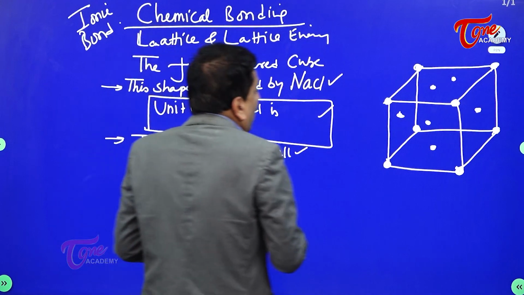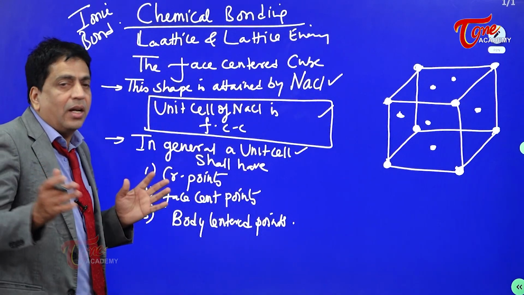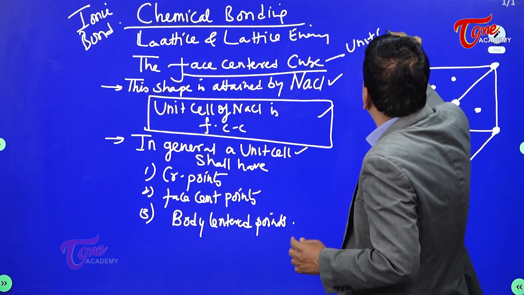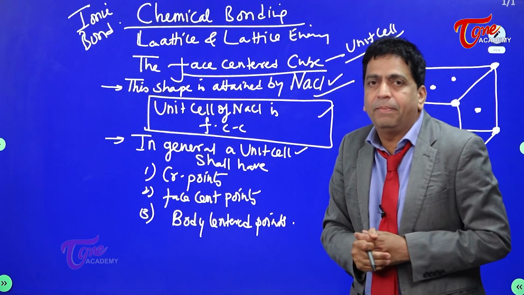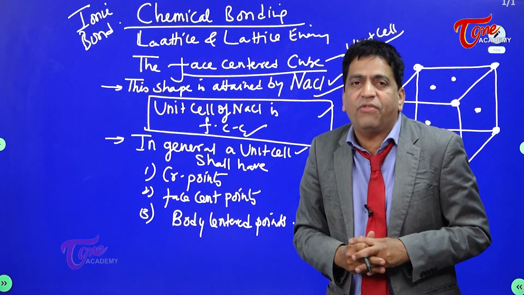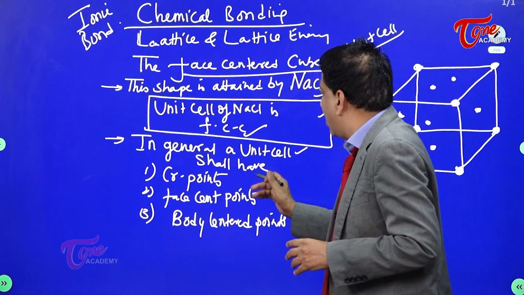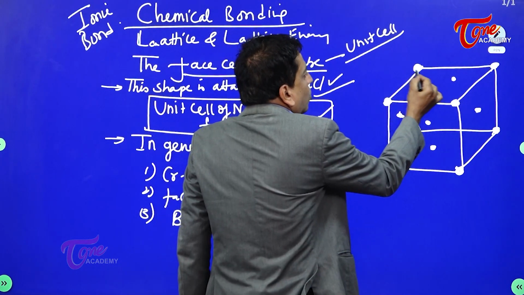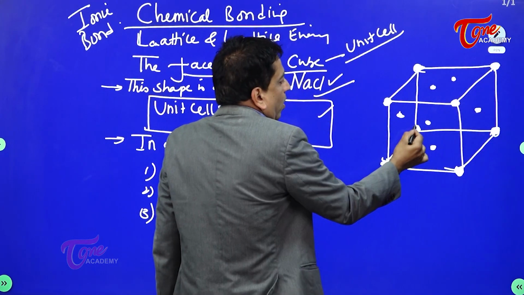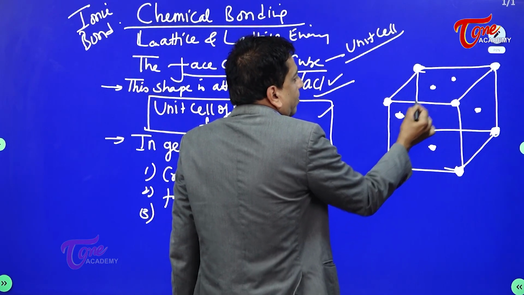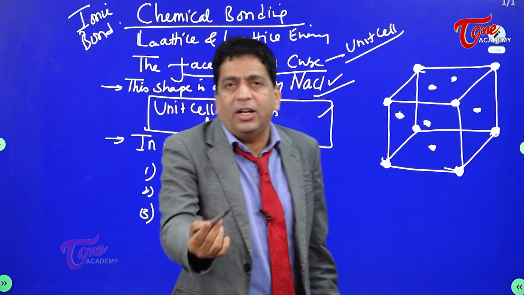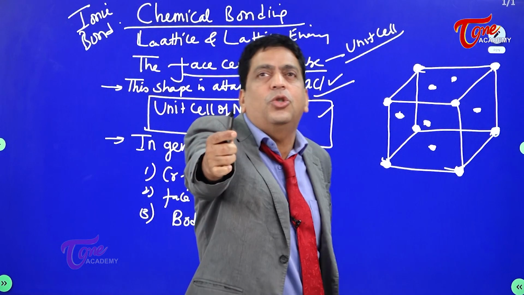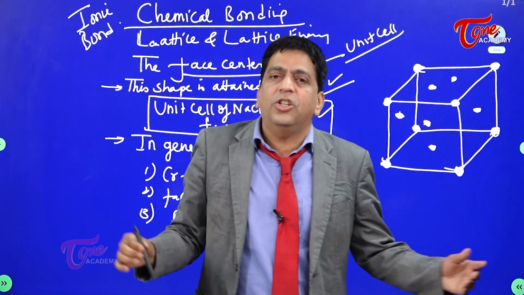But before I get into the details, here is one more time I just wanted to tell you. The face-centered cube is what we are discussing as a unit cell. And this face-centered cube is attained by what? NaCl. And the unit cell of NaCl, the shape is what? Face-centered cube. And remember, in general, a unit cell will have corner points, face-centered points, body-centered points. These are the corner points. These are the face-centered points, you must understand. And the body-centered will be somewhere at the center here. It's neither at the face, nor at the corner, somewhere at this center. You must understand that.